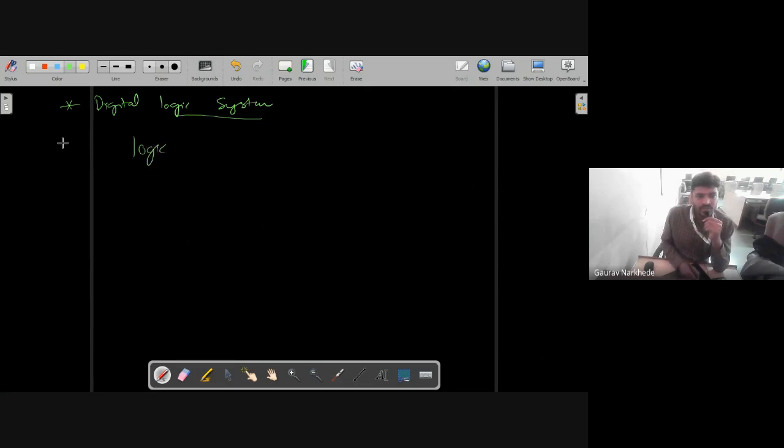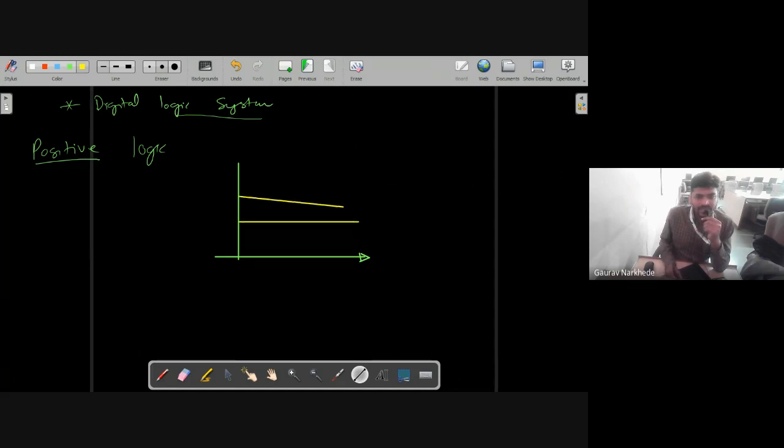Logic levels, or we can say logic systems. In logic system there is, let us say, positive logic system. Now what is this logic system? I have some axis like this, and we will just classify some voltages. Let us say this is 0 volts, and this is 5 volts.